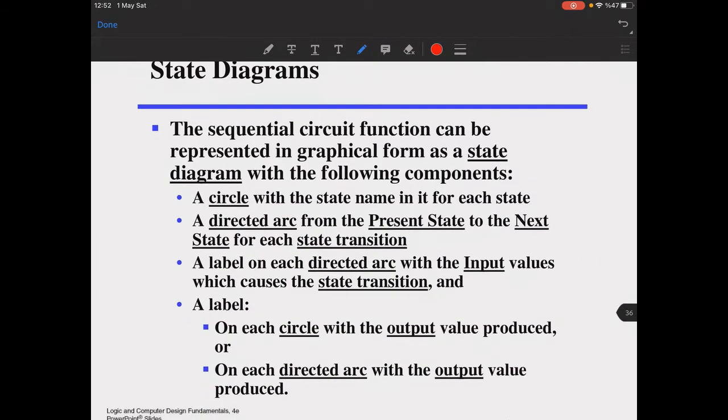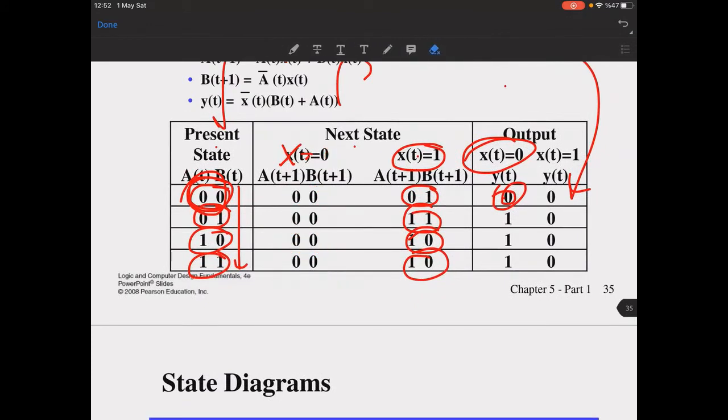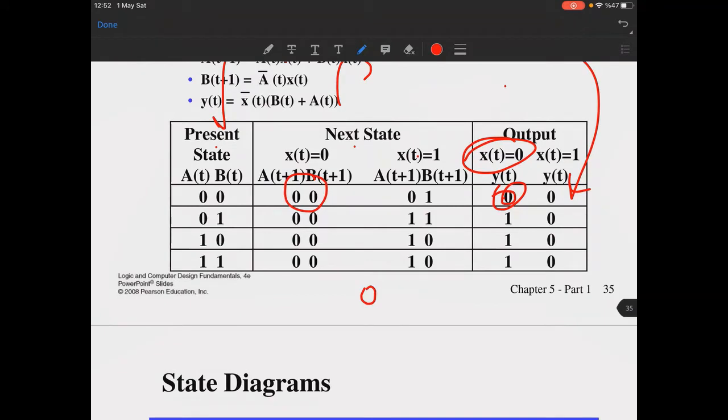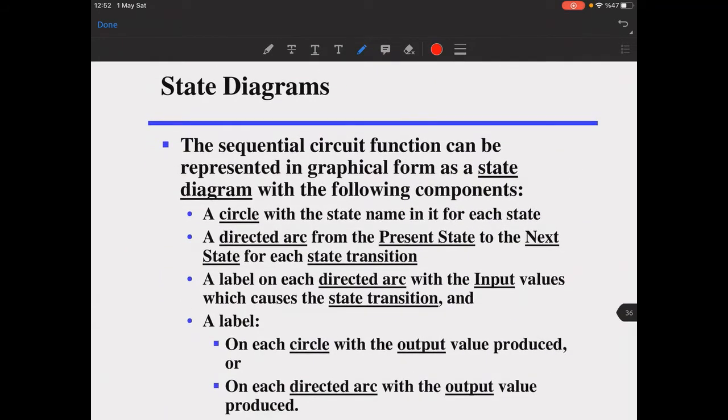But what about the state diagrams? The sequential circuit function can now be represented in a graphical form as well, which is called a state diagram, where you represent all of those states with a circle. So your 0, 0 state will be a circle here, with a directed arc from the present state to the next state for each state transition from one state to another.